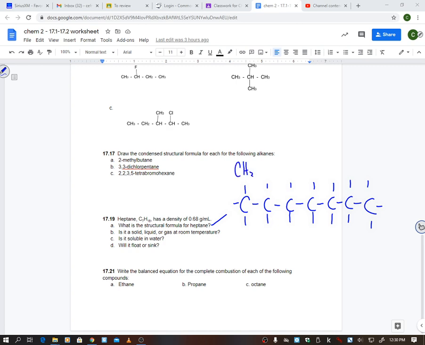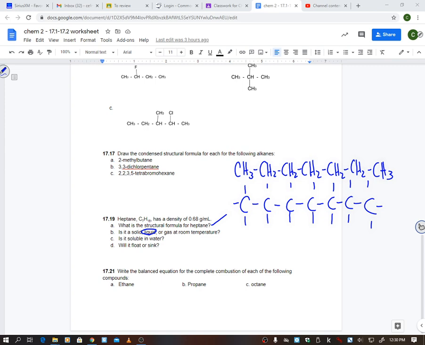This would also be solid, liquid, or gas. I believe this one is a liquid. I believe only carbons 1 through 4 are gases, and then up to 17 carbons is a liquid, and above that is solid.